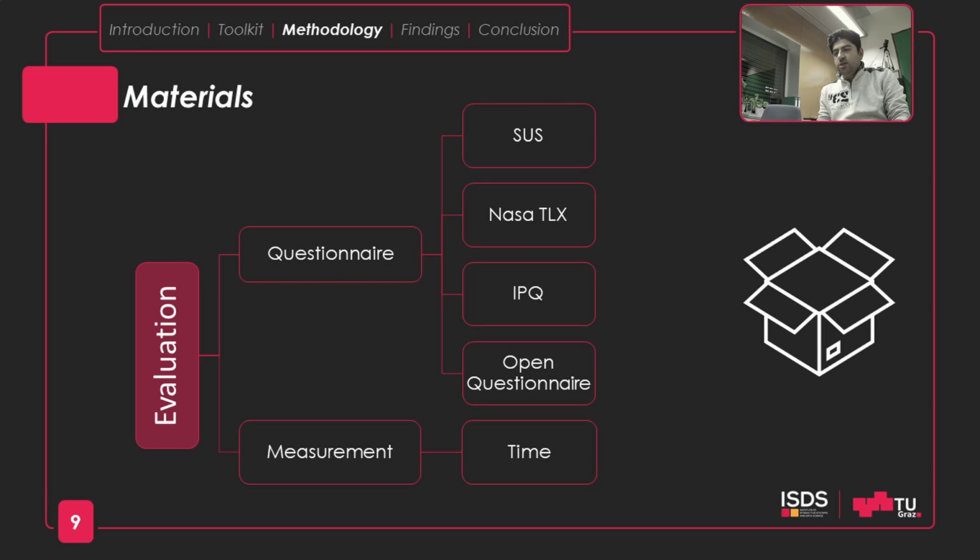We used the NASA TLX questionnaire to investigate the extent of the task workload, the System Usability Scale questionnaire for evaluation of usability, and the iGroup Presence questionnaire to compare the impact of the questionnaire design on the user's sense of presence. In addition to standard questionnaires, we asked users to fill out open questionnaires regarding their experience to freely reflect their opinion about each design.